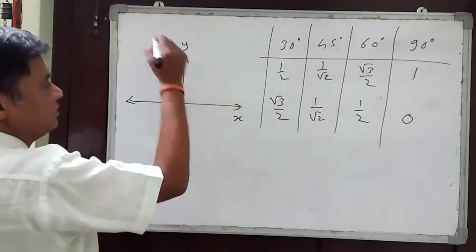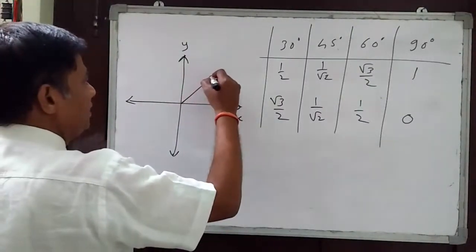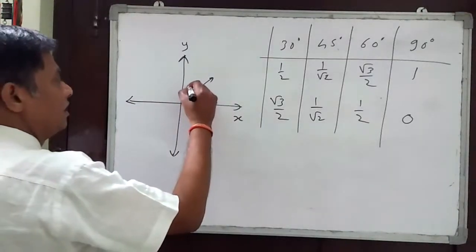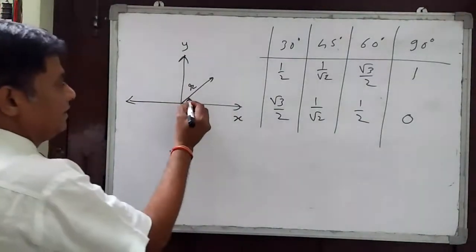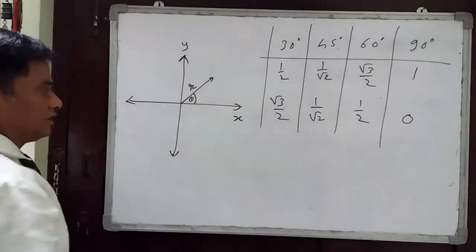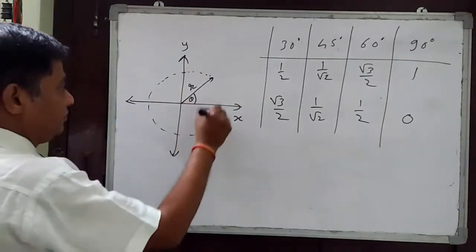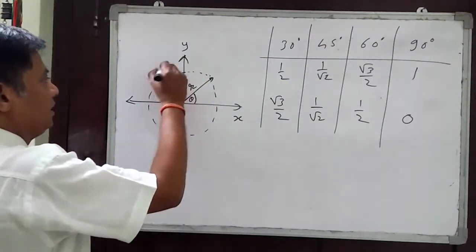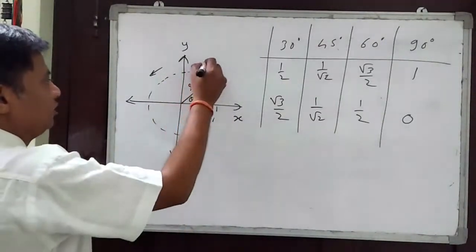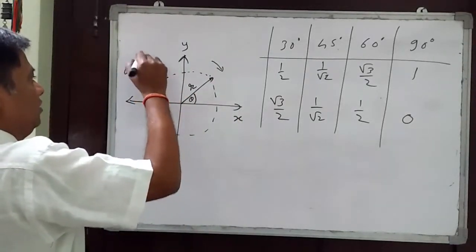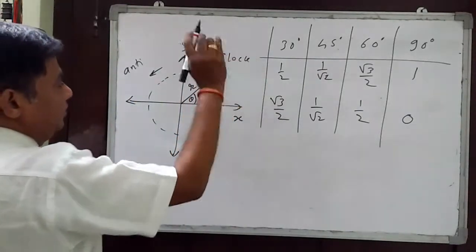This is the x-axis, this is the y-axis, and this is a revolving line or revolving ray whose length is r, and it is making the angle theta degree with the x-axis. It is revolving and forming a circle. We are also assuming this can revolve in both the directions, either anti-clockwise or clockwise.